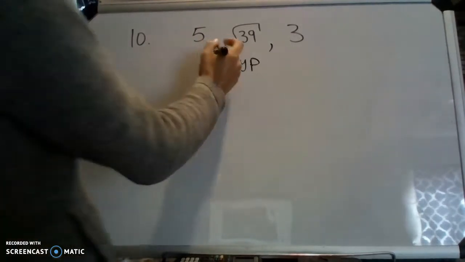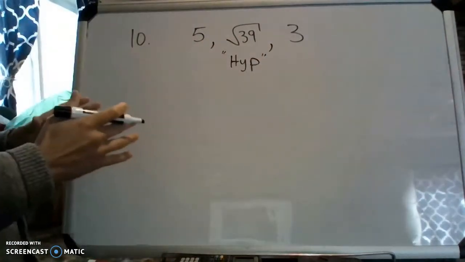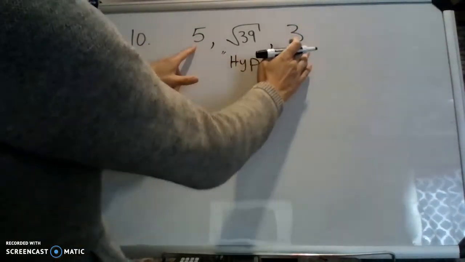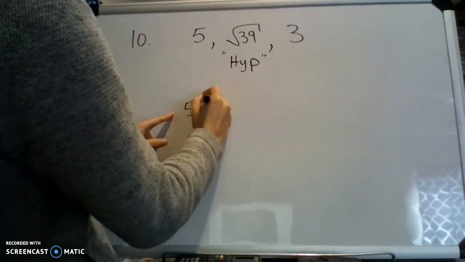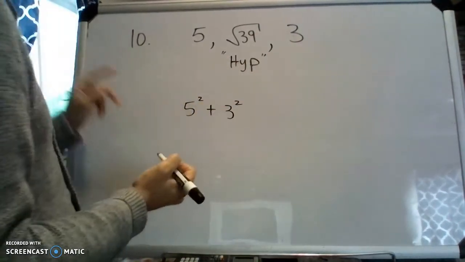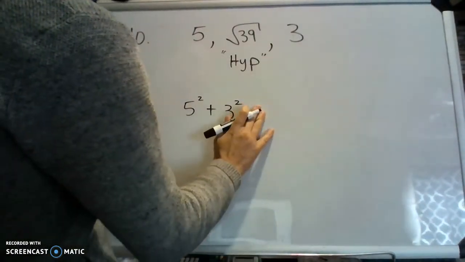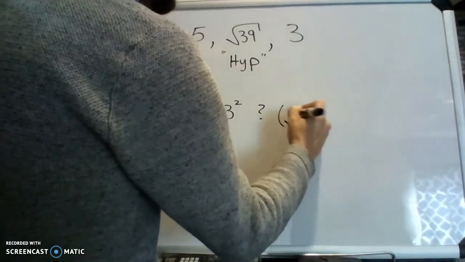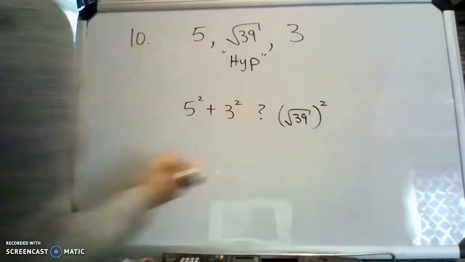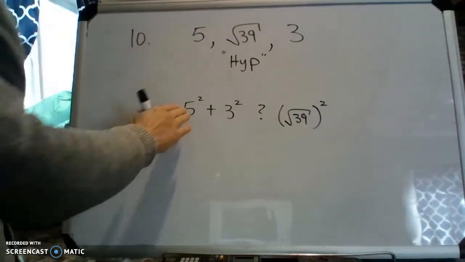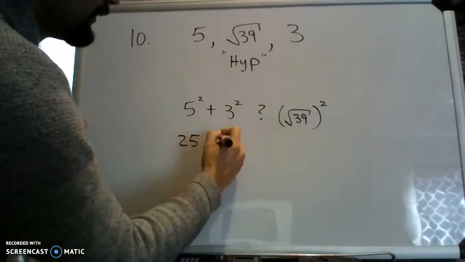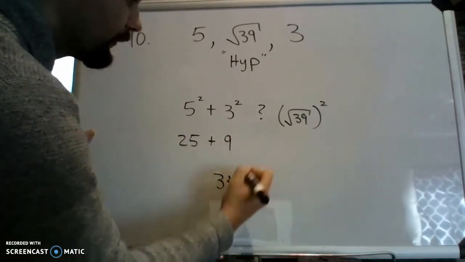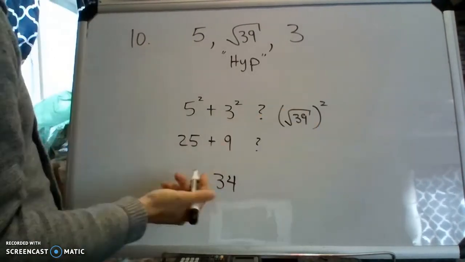That one has to be our quote-unquote hypotenuse, which means these two are our legs. So drop these two into Pythagorean theorem as the two legs, 5 squared plus 3 squared. And that would be, well, we don't know if it's going to be equal, but how does that compare to the square root of 39 squared? So on this side, we would get 25 plus 9. 25 plus 9 would be 34. How does that compare to the other side?